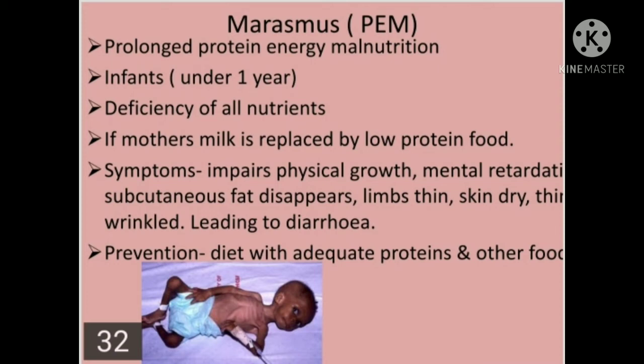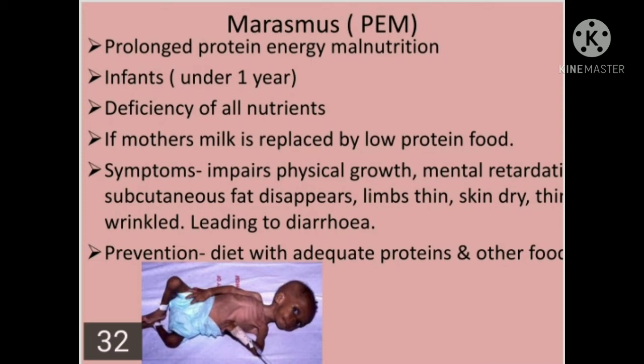protein energy malnutrition is seen in the child, or the lack of protein or the deficiency of protein is seen in the child for a very long period of time, and therefore this disease is called Marasmus, prolonged protein energy malnutrition. The word malnutrition means lack of nutrition.